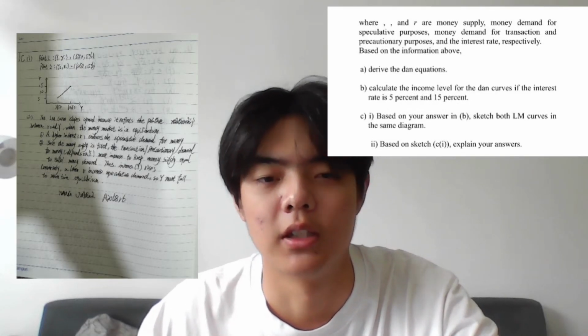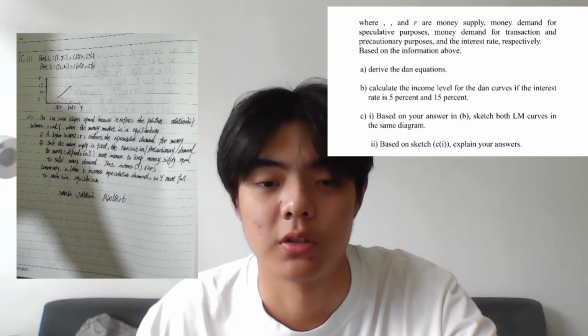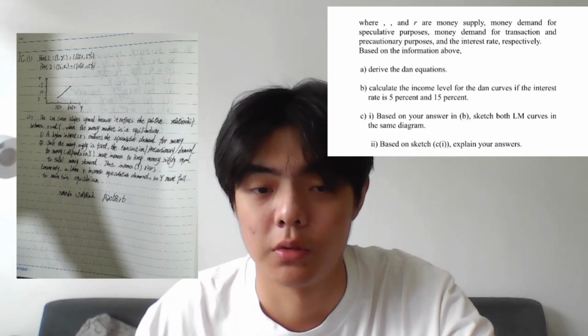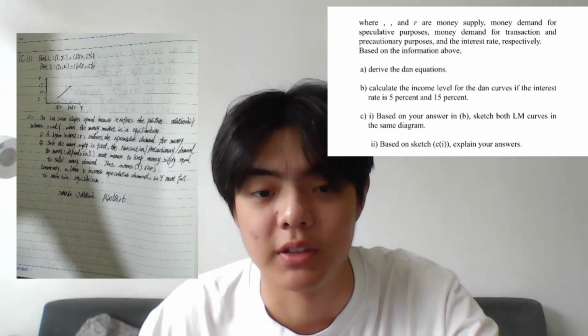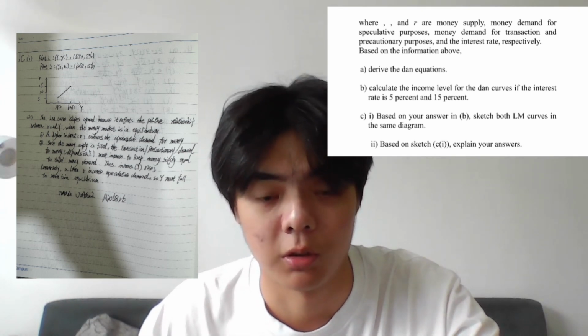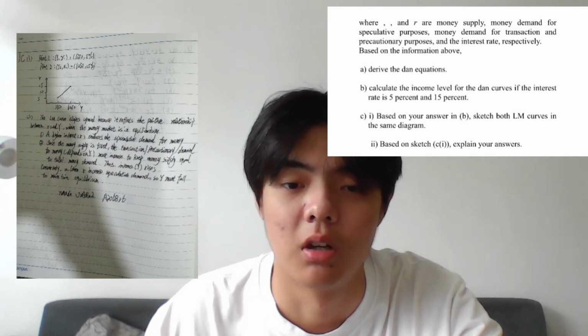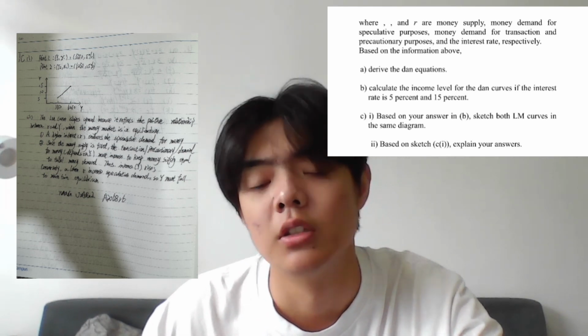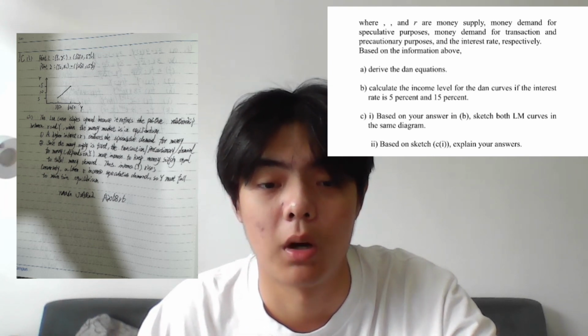Let's see question 3. First, we have the script. We should draw a graph, putting the interest rate on the vertical axis and income on the horizontal axis. And we mark the 2 points from part B.